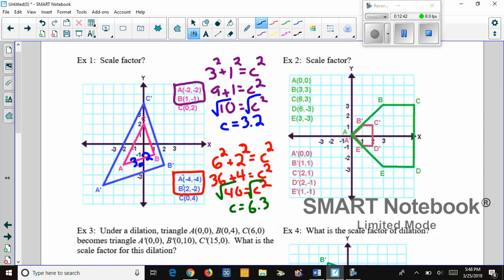As we talked about before, I'm going to take the new measurement, divide it by the old. So I'm going to take 6.3 and divide it by 3.2. And it comes out to 1.96. I'm going to round that off to say 2.